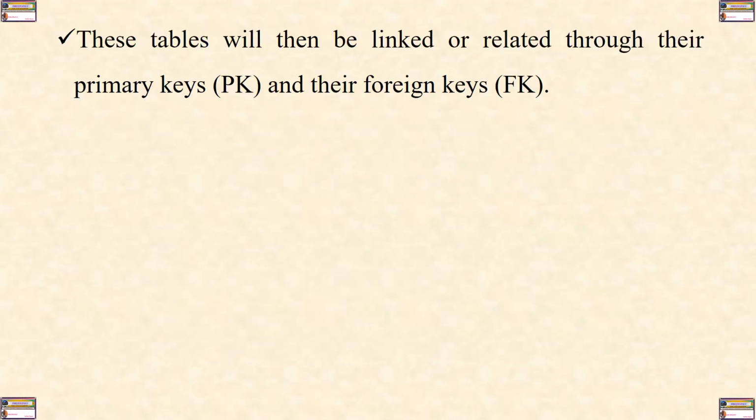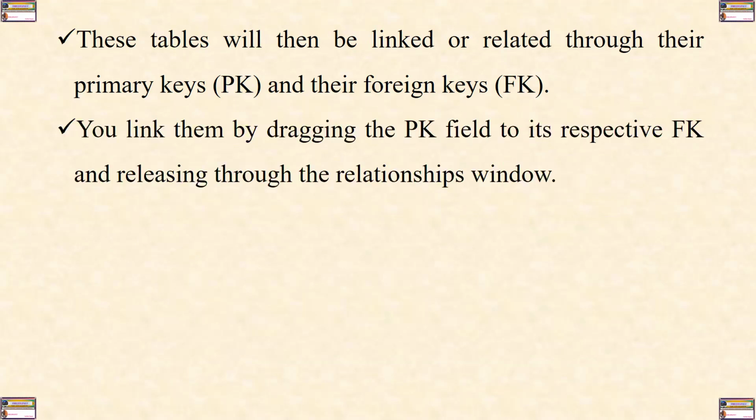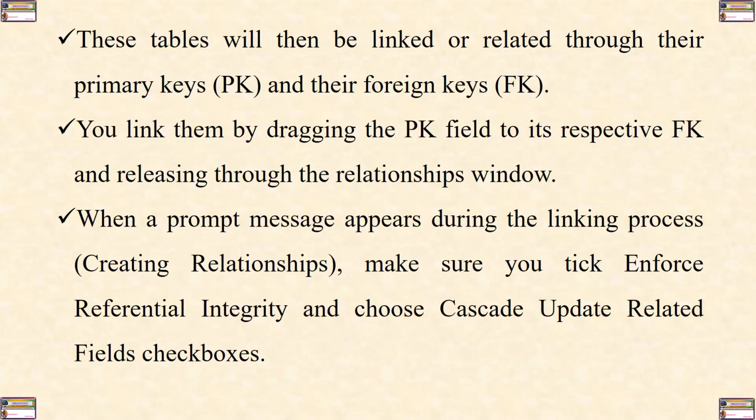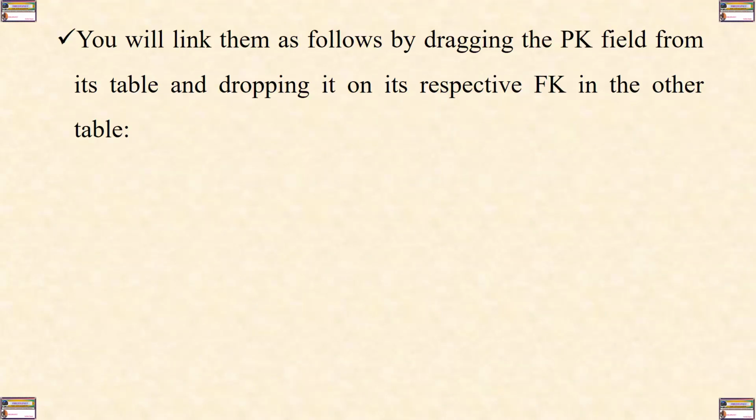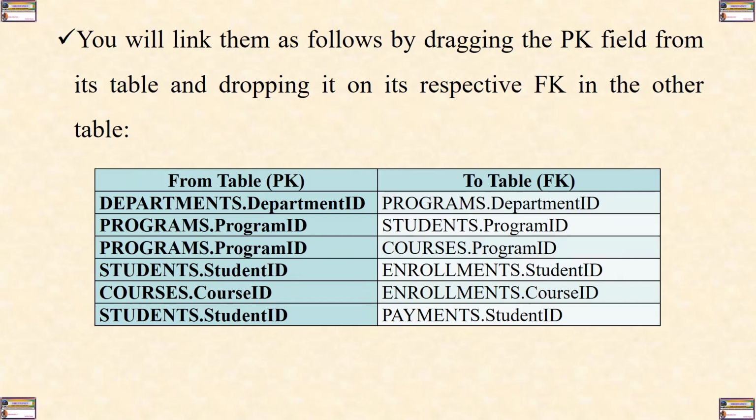These tables will then be linked or related through their primary keys and their foreign keys. So you link them by dragging the primary key field to its respective foreign key and releasing, through the relationship window. When a prompt message appears during the linking process, that is, creating relationships, make sure you tick enforce referential integrity and choose cascade update related fields checkboxes. We are going to see that in our subsequent presentations. So you will link them as follows, by dragging the primary key field from its table and dropping it on its respective foreign key in the other table.